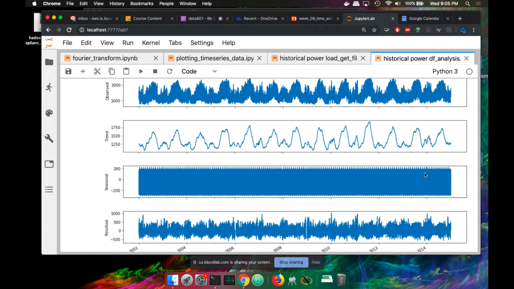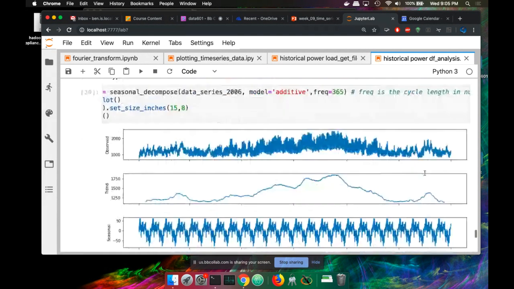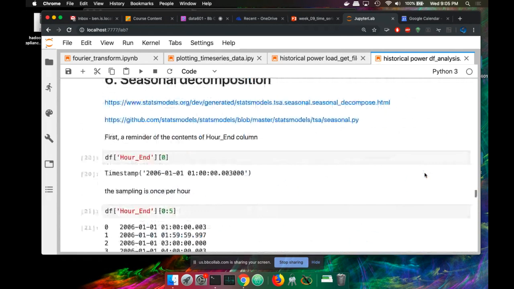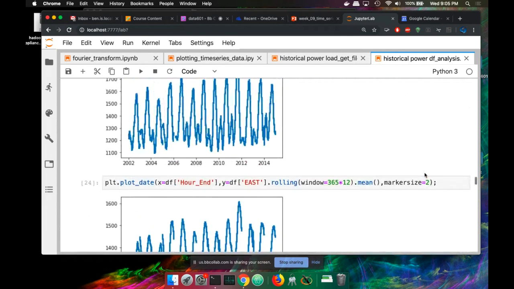Okay, so that's just showing off a package that exists to do all this magic for you. But where it's coming from is basically doing that rolling window. And then I'm going to talk about seasonality if we have time. It looks like we're going to probably run a little short.